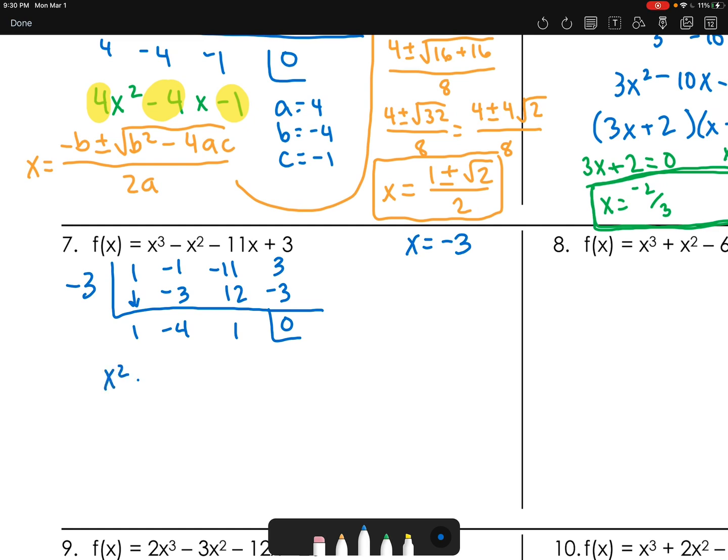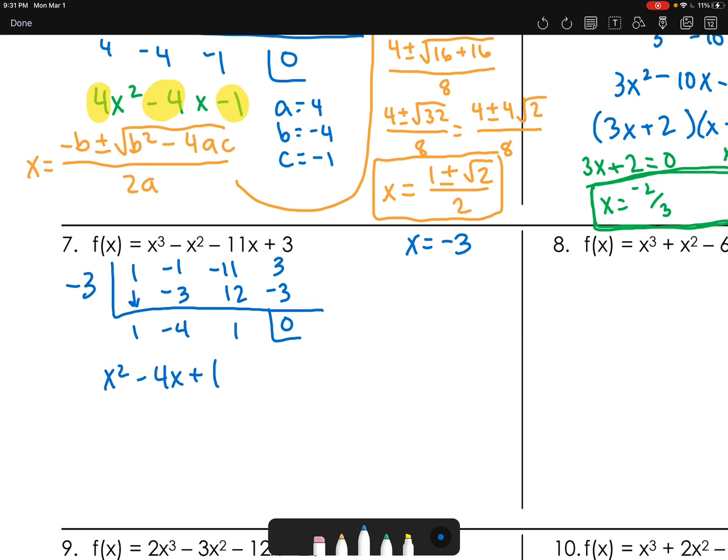So this is x squared minus 4x plus 1. Now this is an example where we cannot factor. And so you have two options here. You could either use the quadratic formula or you could complete the square. Either one is completely acceptable and totally fine.